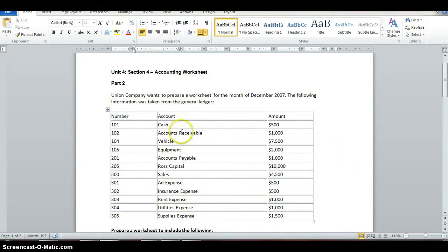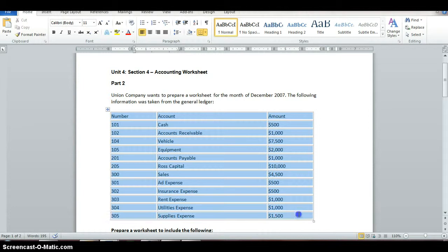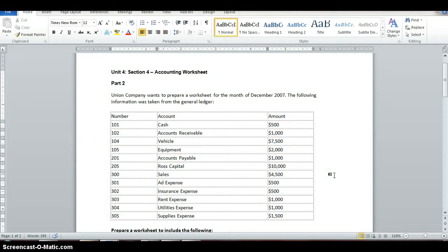So first off, they give you the general ledger here, or the balances copied from the general ledger, I should say. So you should remember in assignment 5, you posted the transactions into the journal, and then you posted the journal entries into the general ledger, and then you took the balances from the general ledger and you put them into a trial balance form. Okay, so we're just working off of that same idea. These are the balances of our general ledger. And so now we're going to use those balances to finish out the worksheet.